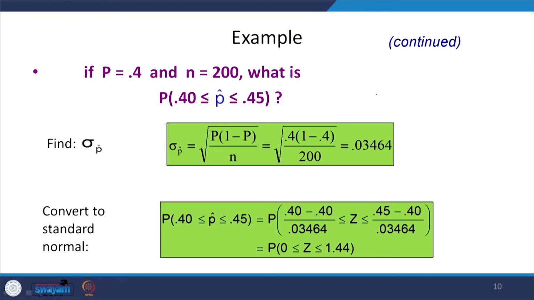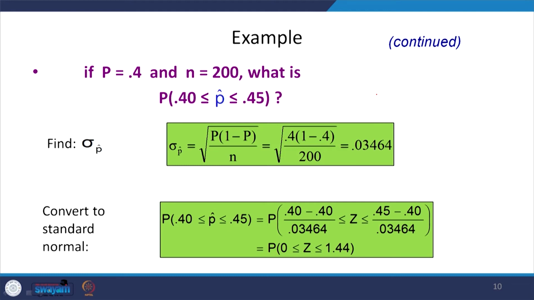First we will find sigma p, the standard deviation of the sample proportion. Sigma p equals root of PQ by n. P is given as 0.4, so root of 0.4 into 1 minus 0.4 divided by 200, and we get 0.034. We have to convert this to the standard normal distribution by using x minus mu divided by sigma p. Here x is 0.4 minus the mean, and we have found the standard deviation of the sample proportion as 0.03464.